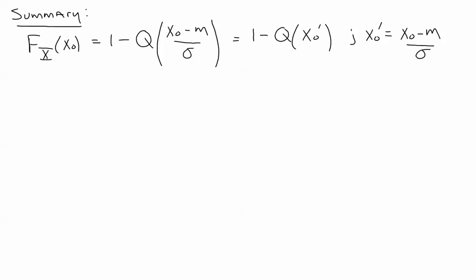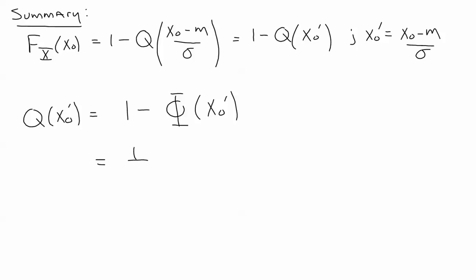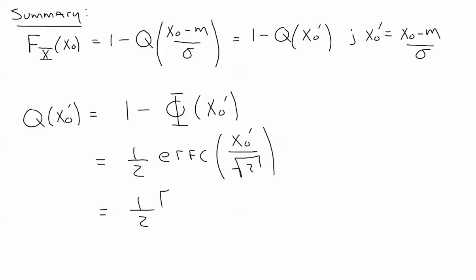I have three different ways that I can calculate the Q function if I don't just directly calculate Q using tables or the Q.m MATLAB function. Q of x naught prime can be written this way: 1 minus this capital phi of x naught prime. That's one way, using the capital phi function. It can also be written as 1/2 times the complementary error function evaluated at x naught prime over square root of 2. And can also be written using the regular error function, 1/2 times 1 minus ERF of x naught prime over square root of 2.